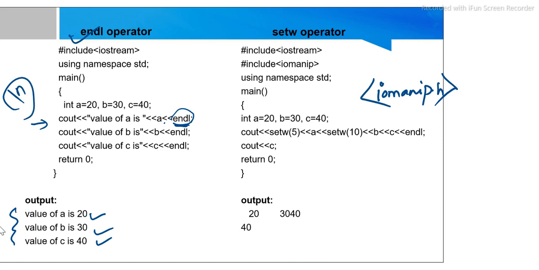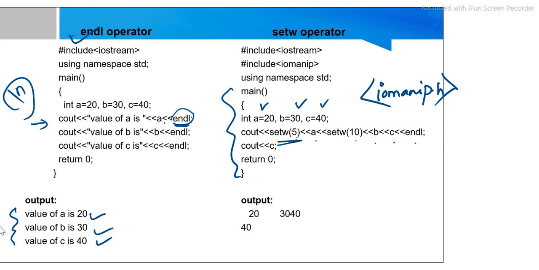Next one is our setw operator. What is the job of setw? When we want to display our output at a specific position in a line, in that case we can use the setw operator. For example here, if we run this particular program where a equal to 20, b equal to 30 and c equal to 40, we have initialized three integer values here. cout setw 5, we need to mention from which place we need to display the output. So setw 5, then a, setw 10, then b, then c, then endl.